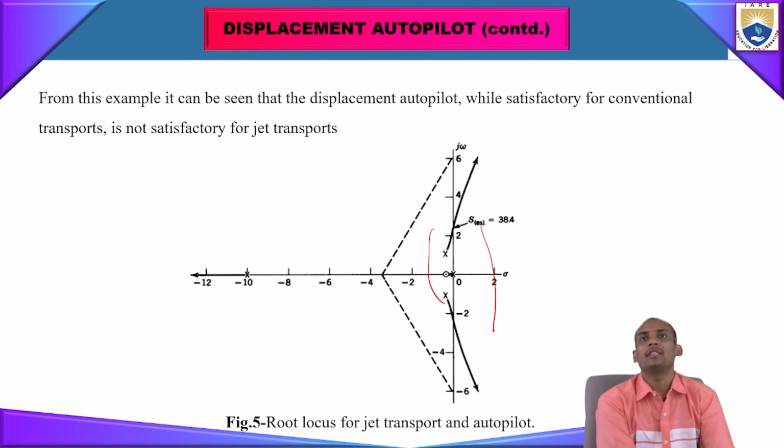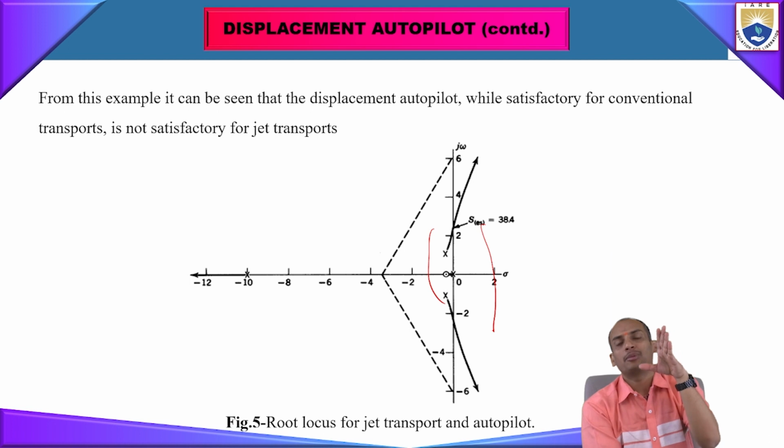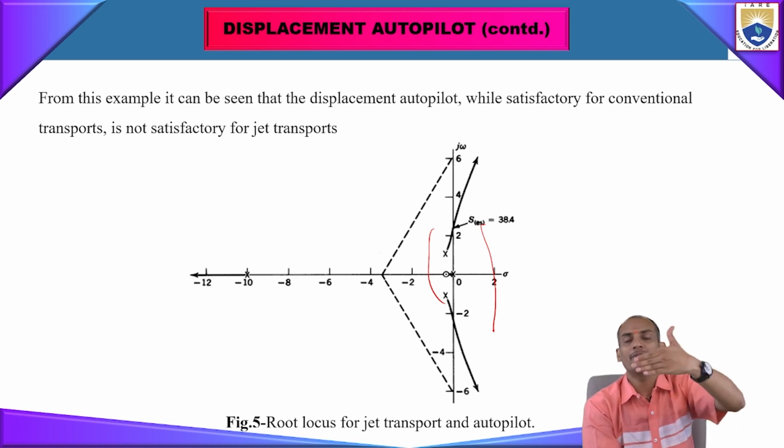For this example, the displacement autopilot, while satisfactory for a conventional transport, won't be satisfactory for a jet transport, because the frequency response is very low compared to the applied SES values. But a transport aircraft is a very big object, so this much frequency response will automatically get into the stable position. That means the short period frequency response is low, so it will come into the stable position very easily.